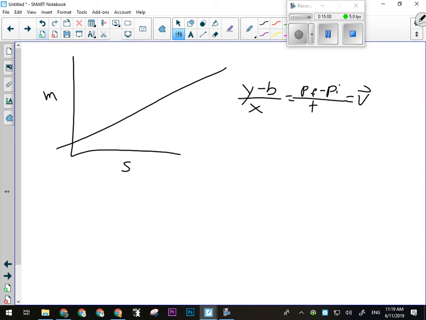Read the question carefully. Especially if it has to do with graphing, if the question says using your graph and its equation, do the following things, use the equation and the graph to do it. Don't go looking for formulas from your formula sheet. Use the stuff that's on the graph. That basically means it's a linear graph and you have to use y equals mx plus b.